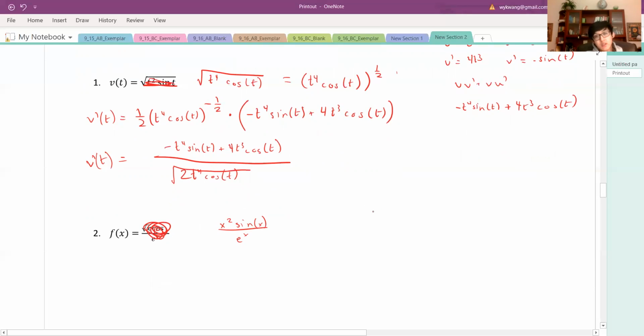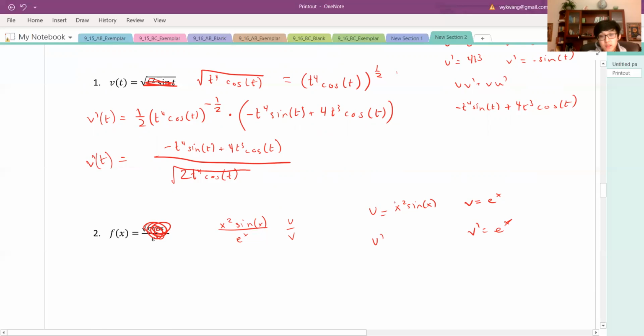Yeah, this problem is annoying. So u, which is the top, is equal to x squared sine of x. That's easy enough. V is equal to e to the x. Also easy enough. U prime, well, let's actually just do v prime first, is also equal to e to the x. The derivative of e to the x is just e to the x. So that's easy. Now u prime. So what's the derivative of x squared sine of x?